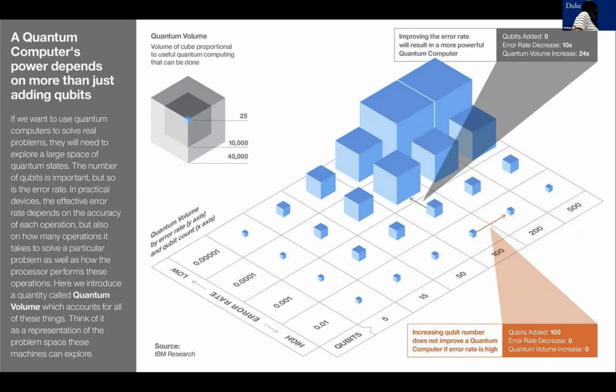So in summary, how do we improve the computational power of a quantum computer? The intuition is that we want as much storing space that is accurate as possible. So there are two ways essentially to improve the computational power of a quantum computer. The first one is to increase the number of qubits in a quantum computer, and the second one is to improve their accuracy.